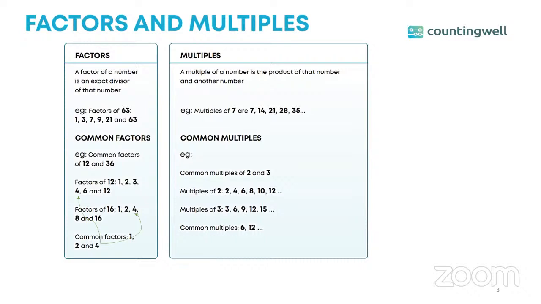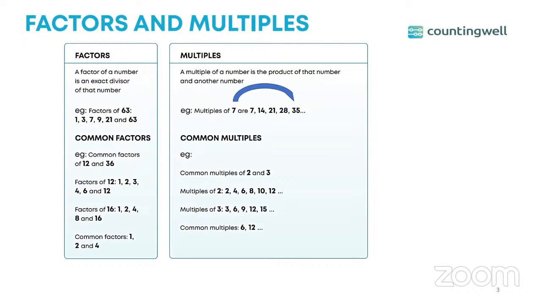Next, let us see the multiples. A multiple of a number is a product of that number and another number. For example, multiples of 7: we are taking multiplication of 7 with another number. So we will start with 1. 7 ones are 7. 7 twos are 14. 7 threes are 21. 7 fours are 28. 7 fives are 35.